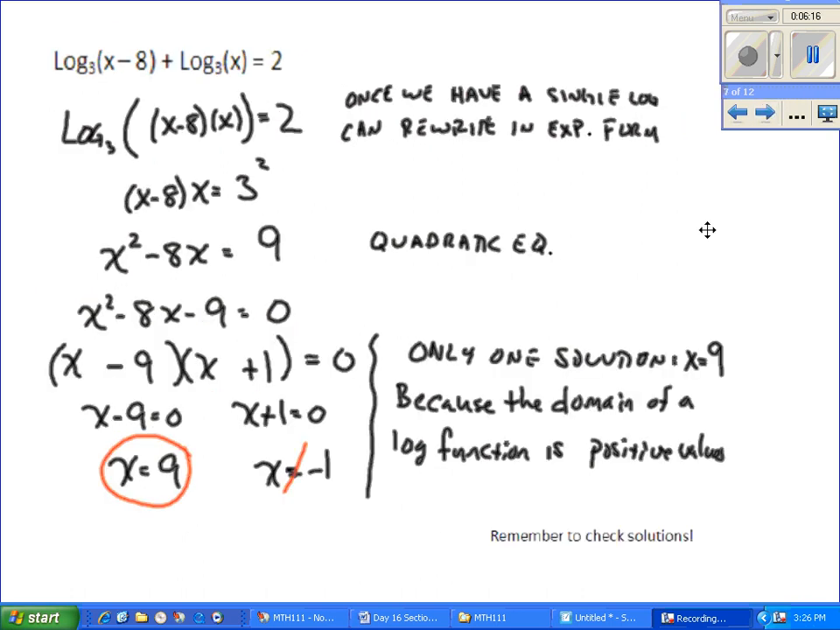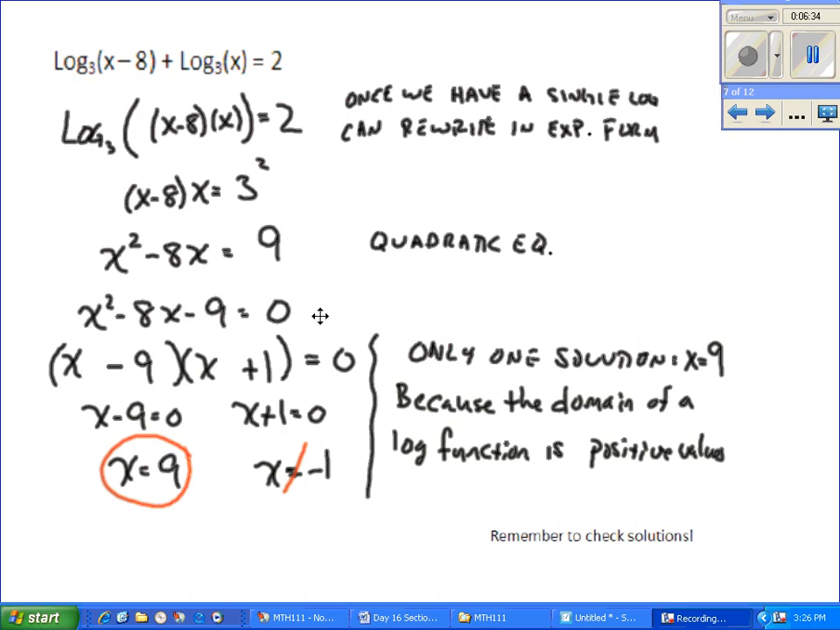Okay, one more of those. This one also, we have a log plus a log, so we can combine those into a single logarithm. In this case, it will become multiplication using our properties of log. Then once we have a single log function equal to a constant, rewrite in exponential form. And this one's going to turn into a quadratic equation.